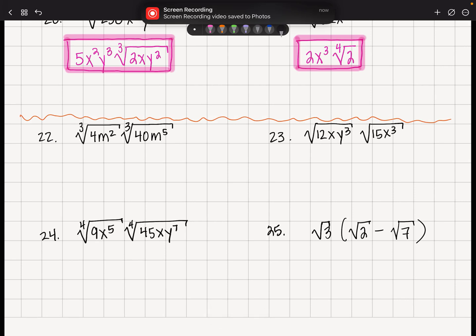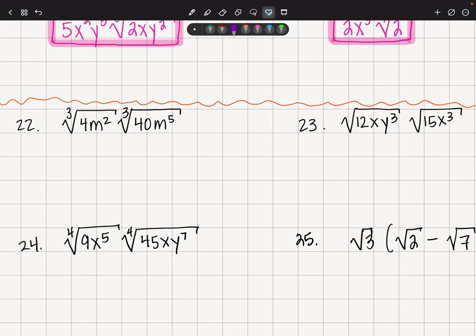Okay, this will be the last video. It will conclude this lesson. We've got the cubed root of 4m squared and the cubed root of 40m to the 5th. Now we're going to combine everything we've done thus far, and we're going to try to make this as easy as possible.